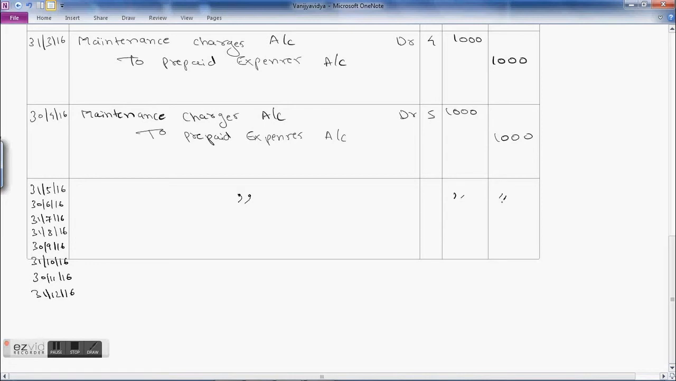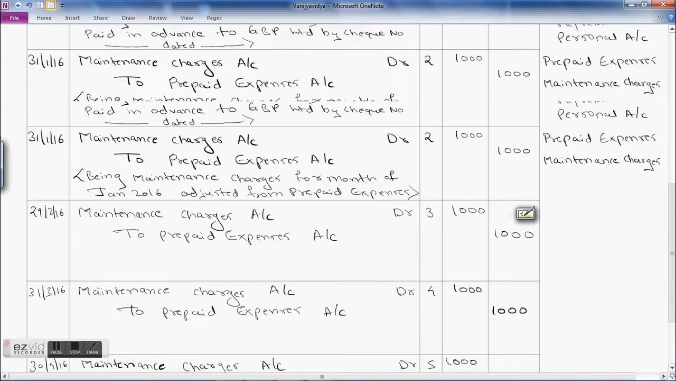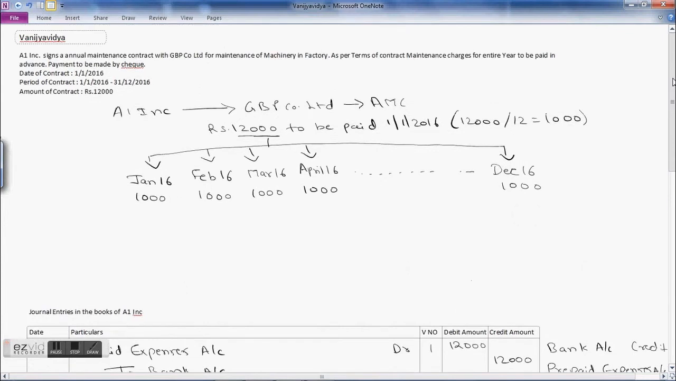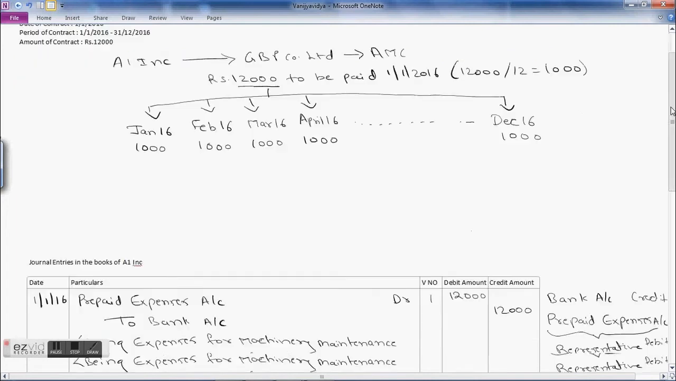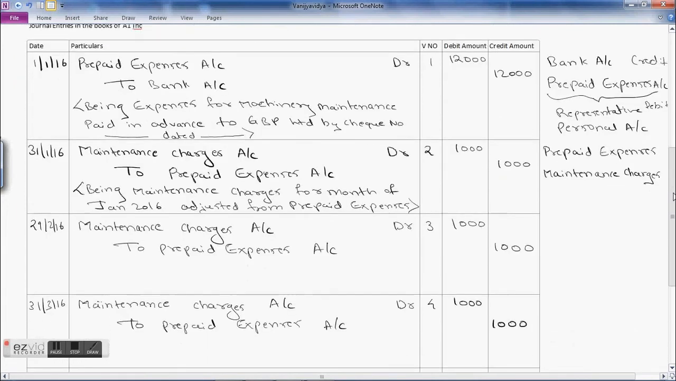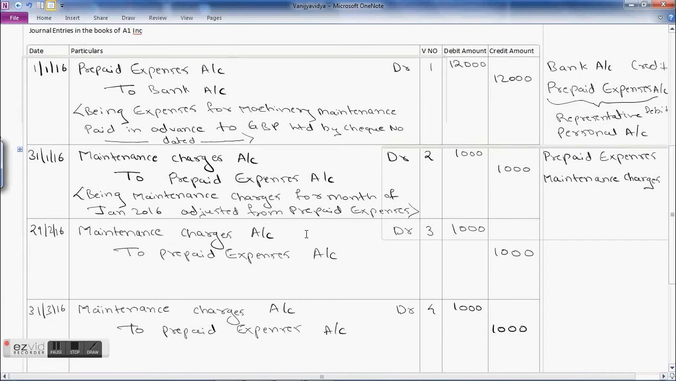Okay, now after 31 12 2016, what is happening? The contract has expired, right? So there won't be any further journal entries unless the contract is renewed and some amount is paid for the next year. Okay, so let's see what is the effect of all these entries in the ledger account.